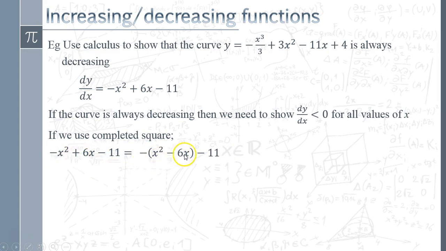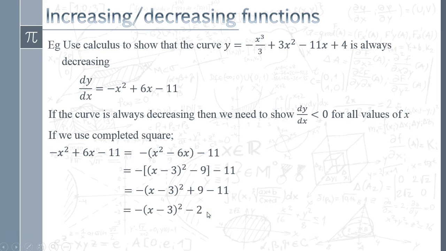Let's now do completed square on what we've got inside the bracket here. And hopefully there's our completed square, half the 6x, so it's got x minus 3 all squared, and take off the 9, and there's our minus 11, still just sitting on the end. Multiply out the minus part, so we've got minus x minus 3 all squared, we've got minus 9. That's making that minus a plus, and then tidy it up at the end. So there is our gradient function, just written in completed square form.